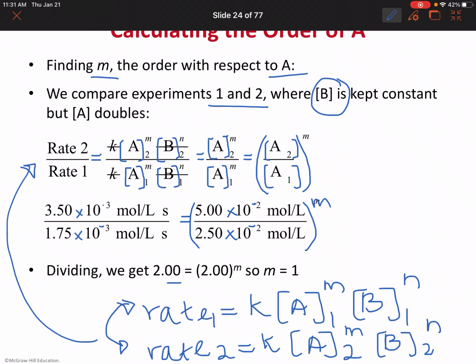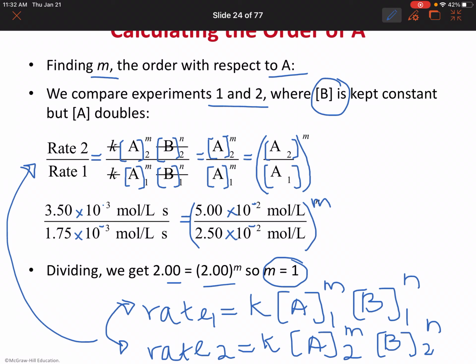So 2 from the left side, 2 from the right side. If you raise a number to 1, that would be the same number. 2 raised to the 1 is 2. Right? So m equals 1. So we found the order with respect to A, right? Which is m equals 1.